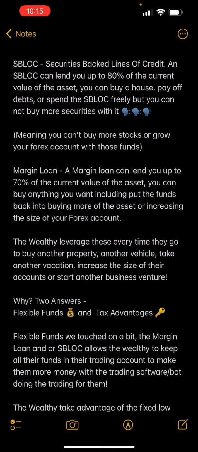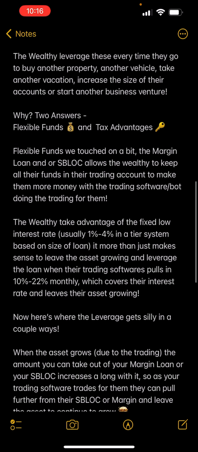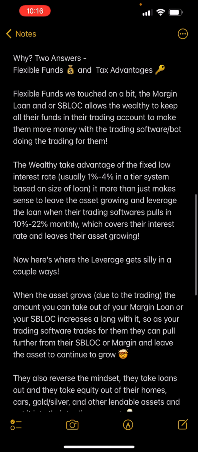Now, the wealthy actually leverage these every single time they go to buy another property, go to buy another vehicle, go to take another vacation, go to increase the size of their accounts, or to start another business venture. Why? Well, two simple answers, and I'm going to break down both for you. Flexible funds and tax advantages.